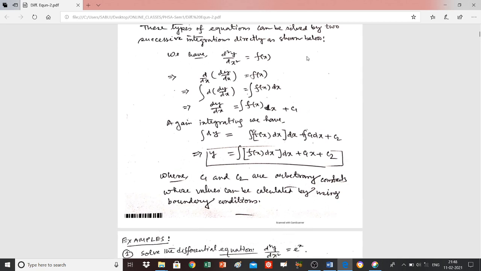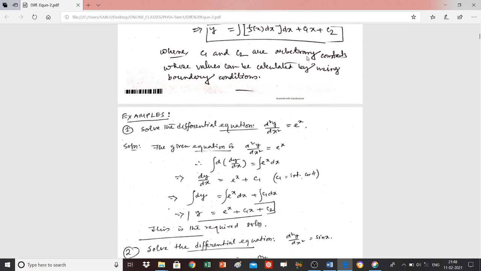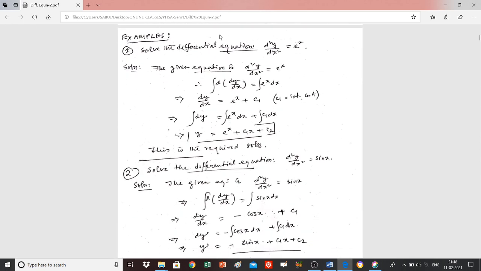Now we should go through some examples. Here is the first example. You are given the differential equation d2y by dx square is equal to e to the power x. You can write this d2y by dx square as d/dx of dy by dx, that is equal to e to the power x, and from there d of dy by dx is equal to e to the power x dx. Just integrate both sides of this equation.